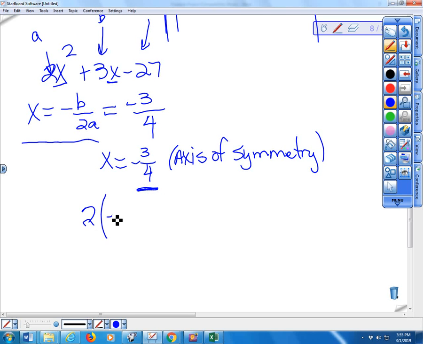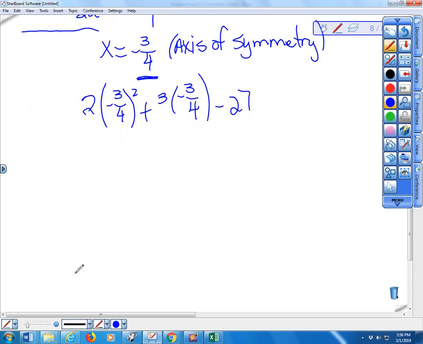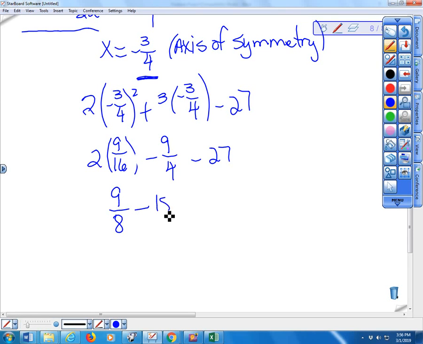2 times negative 3/4 squared plus 3 times negative 3/4 minus 27. Now I'm going to simplify that. Negative 3/4 squared is 9/16. And this will be a minus when I multiply. 9/4 minus 27. So 9/16 times 2 is 9/8. 9/8 minus, I'm going to go ahead and just convert this to eighths along the way, so I have a common denominator.